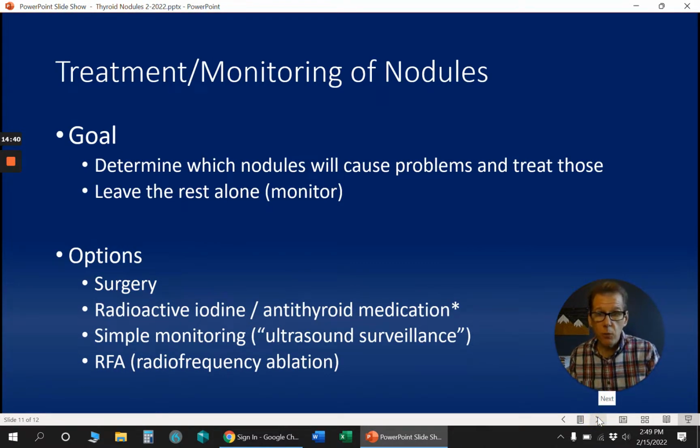So in general, again, we're trying to figure out which nodules need treatment. Options for treatment would include surgery. We can always remove a nodule, even if it's not cancer. If it's large enough to cause symptoms, we can ask a surgeon to take it out, even if it's benign.